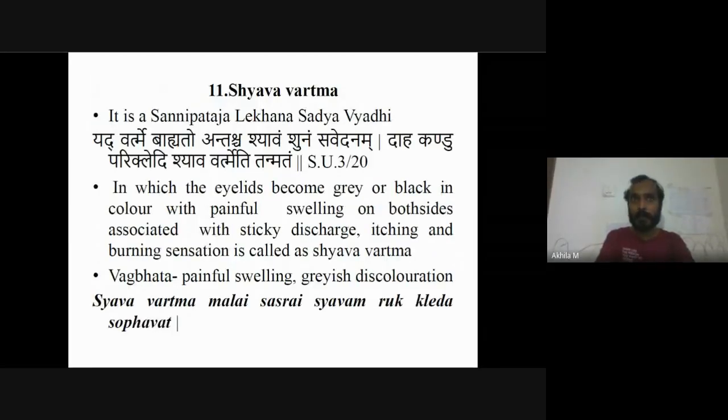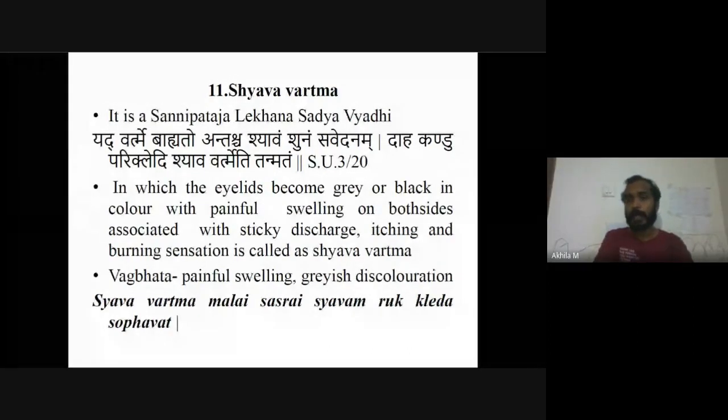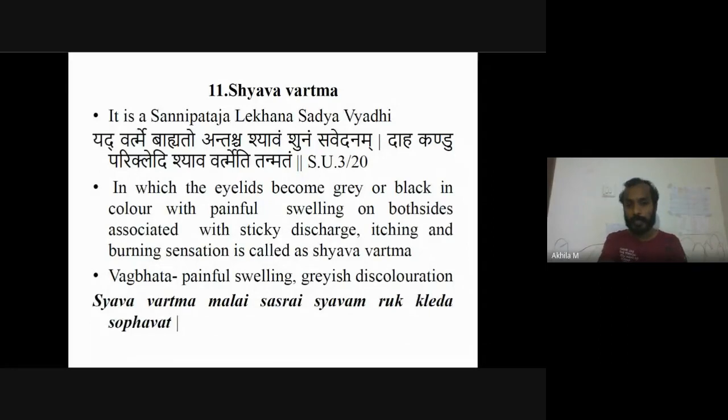Then Shama Varma will be there. From the name itself, we will get an idea. Shama Varma, according to Vagbhata Acharya: the Duke, Kleda and Shobha are there due to the vitiation of Tridosha along with Asra. Rakta along with Tridosha is causing Shama Varma. That is a Sadhya Vyadhi according to Sushruta Acharya, who also described Shama Varma.